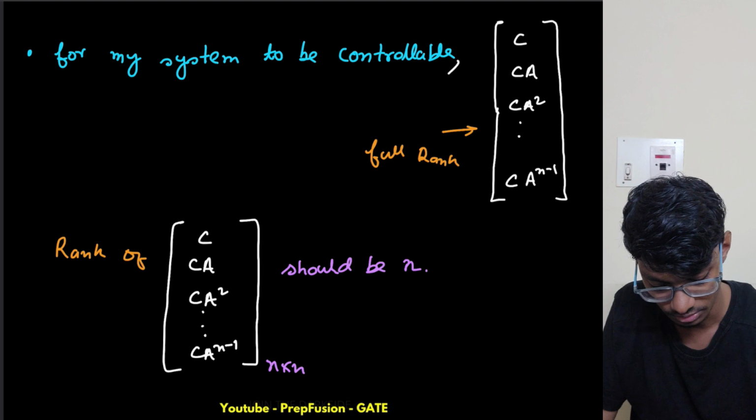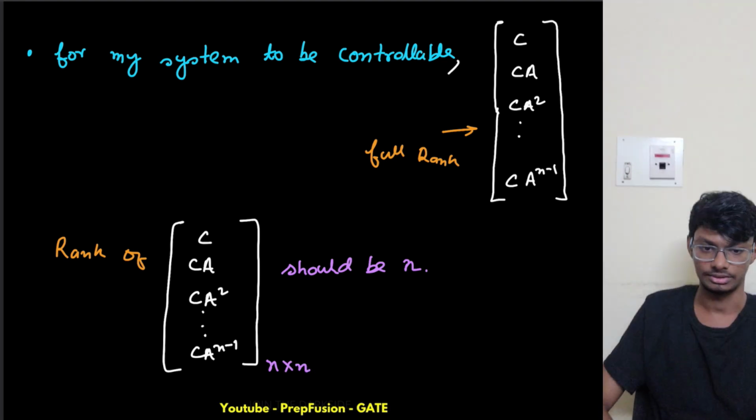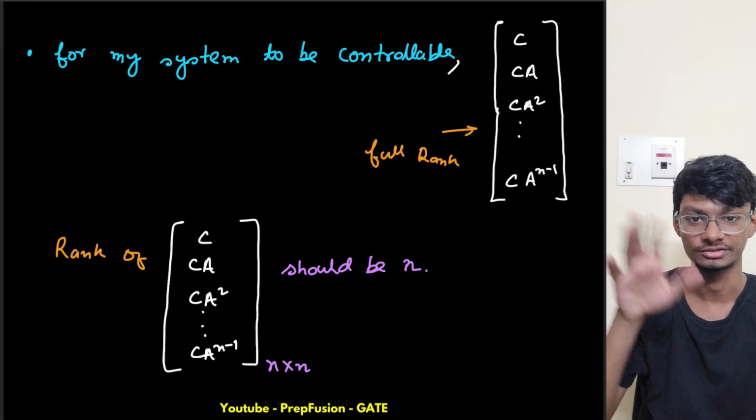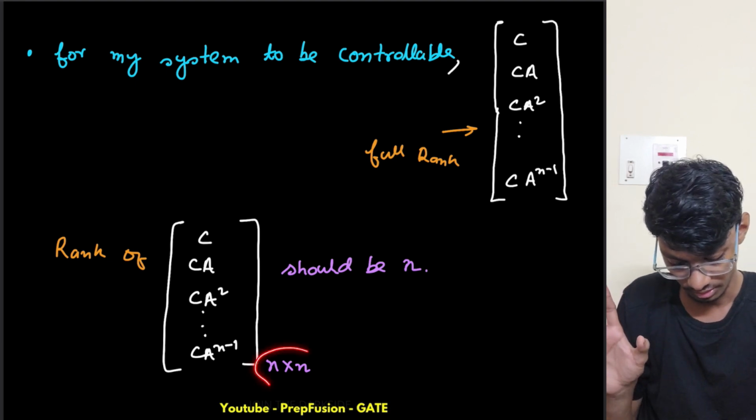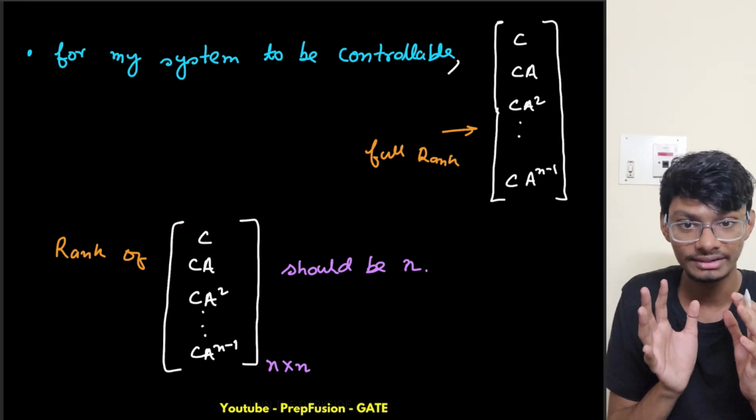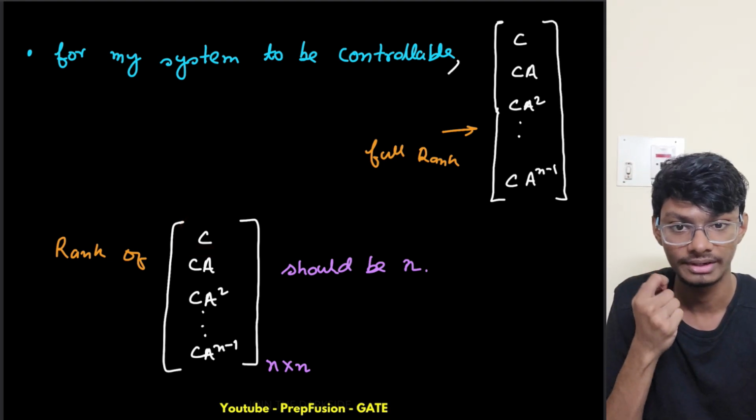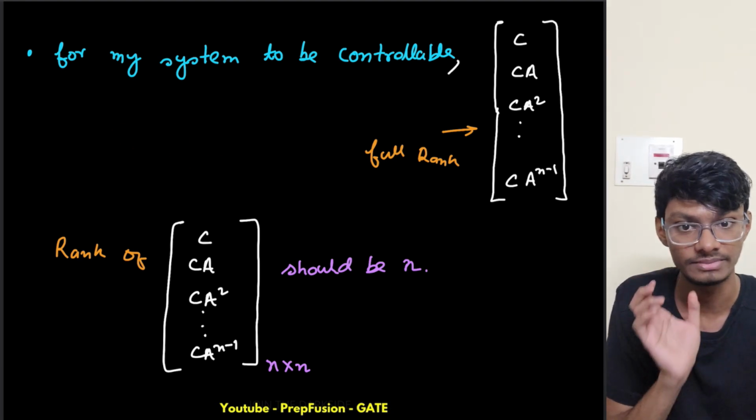Okay, this is n cross n. This is n cross n, right? Yeah, sorry for the interruption. Actually my storage got finished, so I had to restart. So where was I? How is the order n cross n here, right? So what is the C matrix? C matrix, if you know, right? What is the order of the C matrix? It is p times n, right? It is p times n.